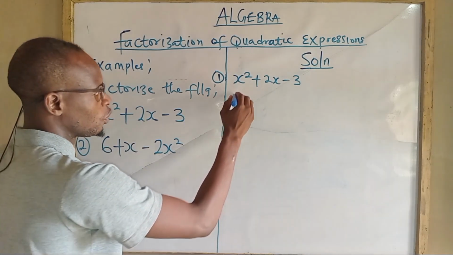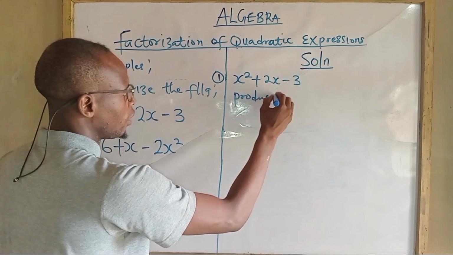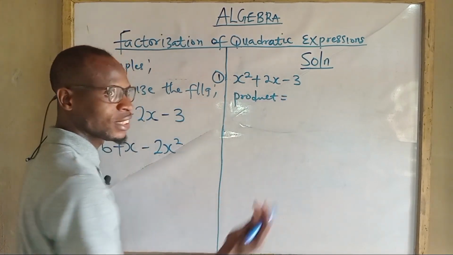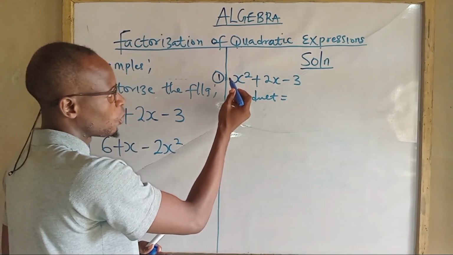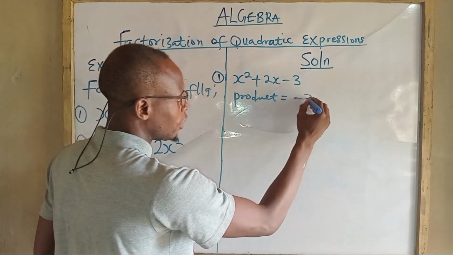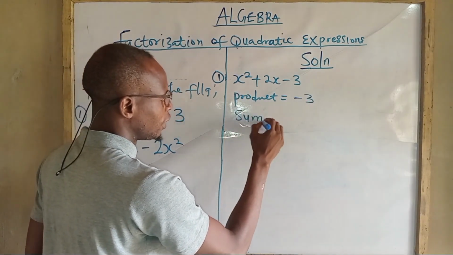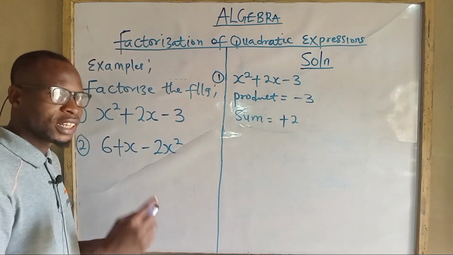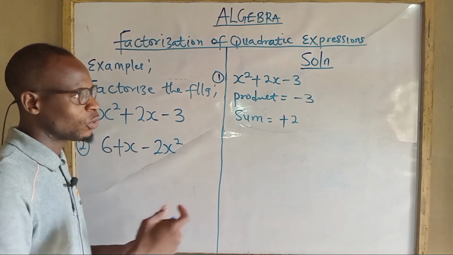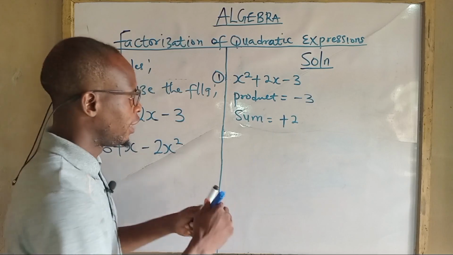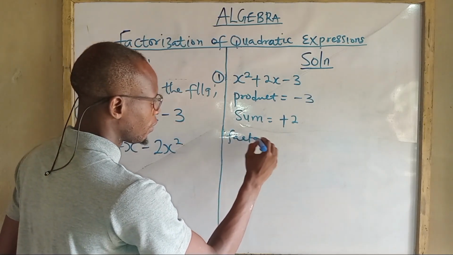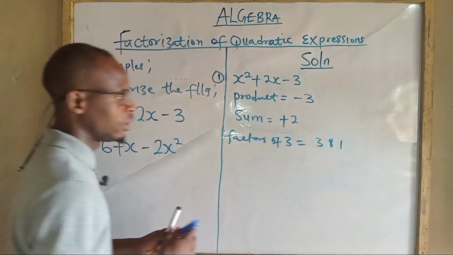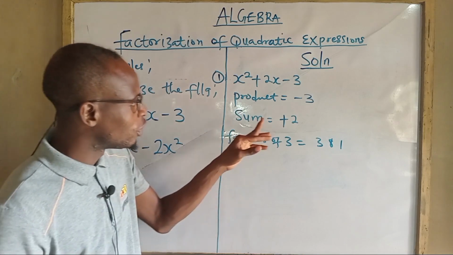The first thing is to get the product and the sum. The product is determined by the coefficient here multiplied by the coefficient here with the sign inclusive. So the coefficient here is 1 multiplied by minus 3 will give minus 3. And the sum is simply the value at the middle, which is what? Plus 2. So after that, we now determine the factors. What are the factors of 3? The factors of 3 are 3 and 1.